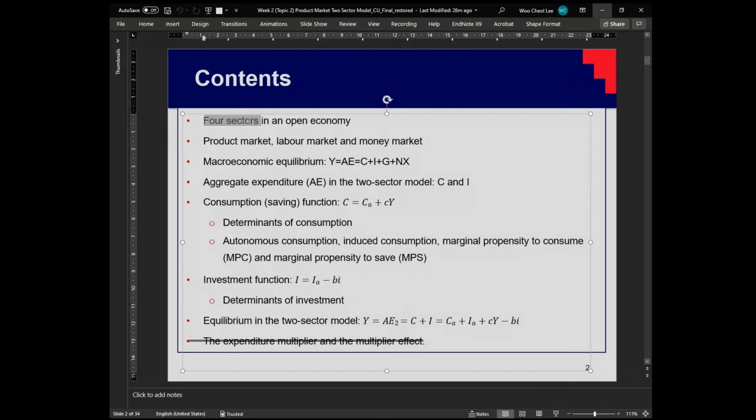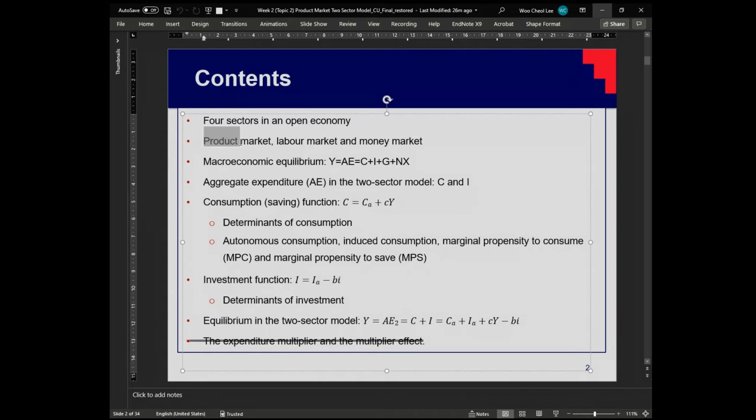I will begin with: what are the 4 sectors in an economy? I use the word open economy because nowadays all countries have international trade, which means they sell to and purchase from foreign countries. So there's international trade, we call it open economy. I'm going to tell you what the 4 sectors are, and we're going to focus on 2 of them today, because today's topic is the 2 sector model.